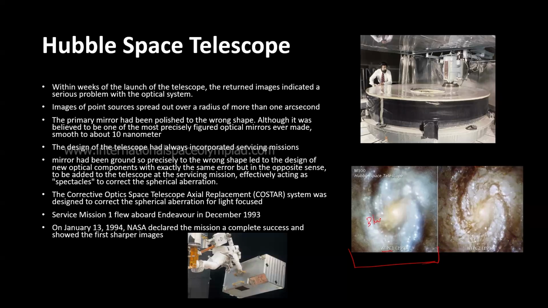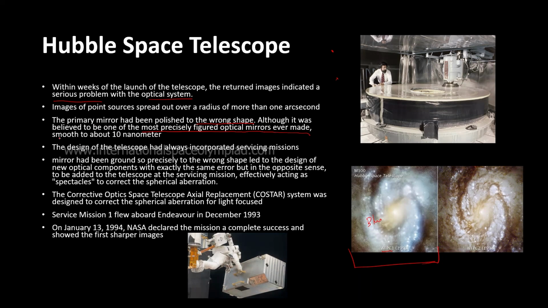The blurring happened because, within weeks of the telescope's launch, the returned images indicated a serious problem with the optical system. Images of point sources spread out. Point source means something pointy should look pointy in the telescope as well, but the point sources became blurred. The primary mirror had been polished to the wrong shape. This is why I mentioned yesterday that making this mirror is not a silly task. It is serious business. Although it was believed to be one of the most precisely figured optical mirrors ever made.